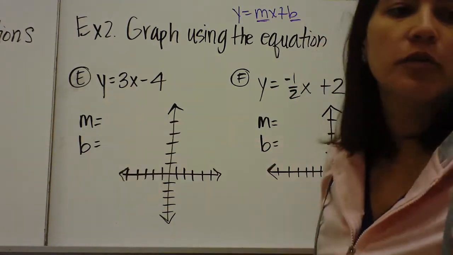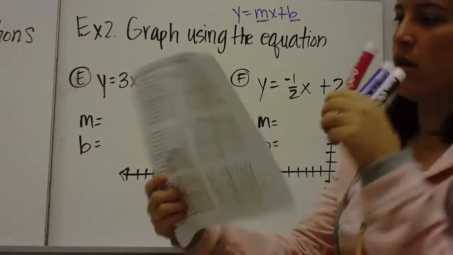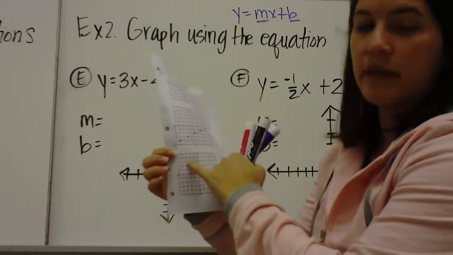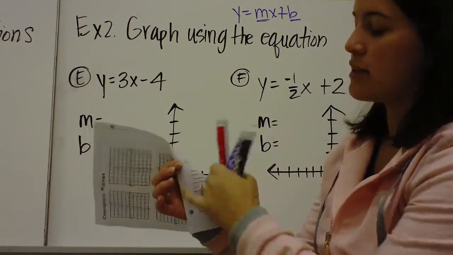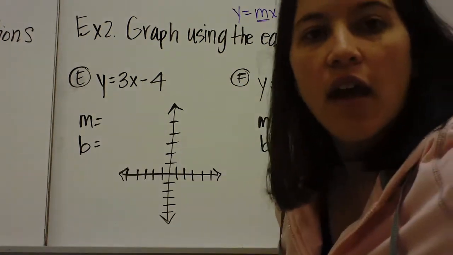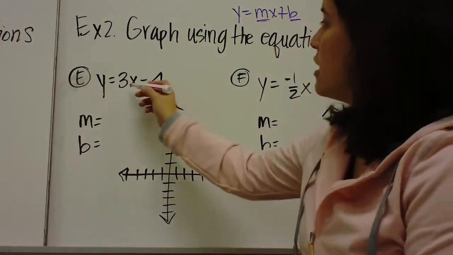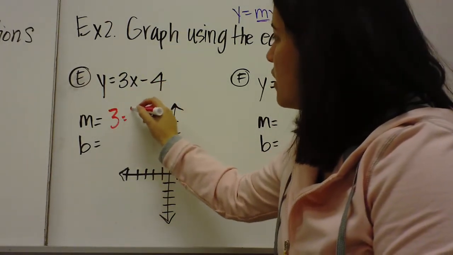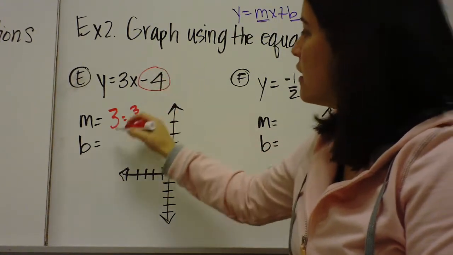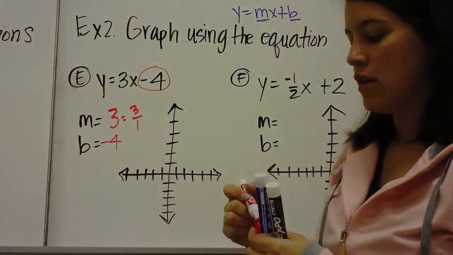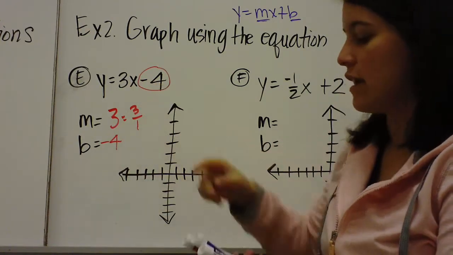Example E on your paper. A, B, C, D, E. So E would be down here. Write the equation, y equals 3x minus 4. And then you need to find your m and your b. Your m is 3, which really means 3 over 1. And your b is negative 4. So make sure you understand that your b is negative 4.